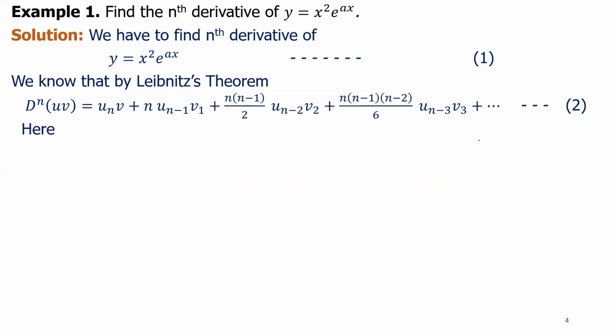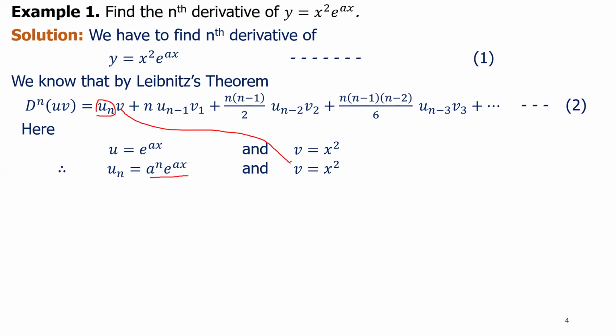Clearly, here u is equal to e to the power ax and v is equal to x square. Now, we have to first find the nth derivative of u. What is the nth derivative of u? un is equal to a to the power n e to the power ax. And now, what is the value of v? v is nothing but x square.